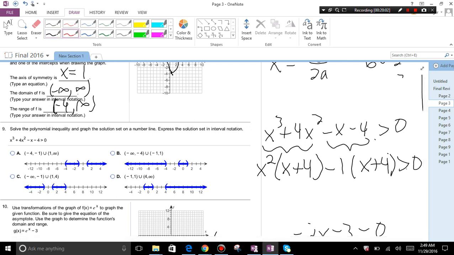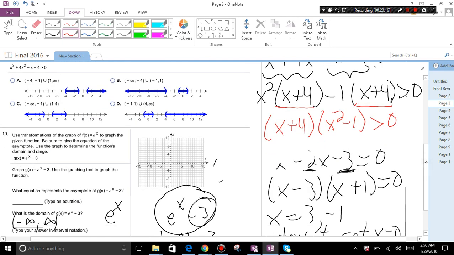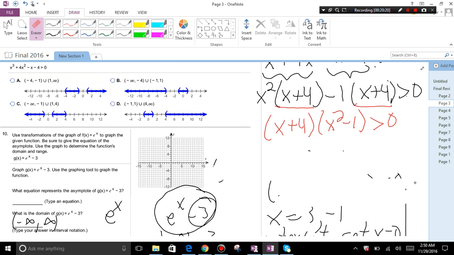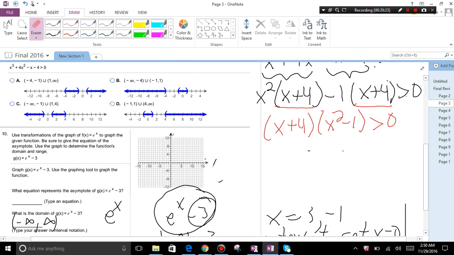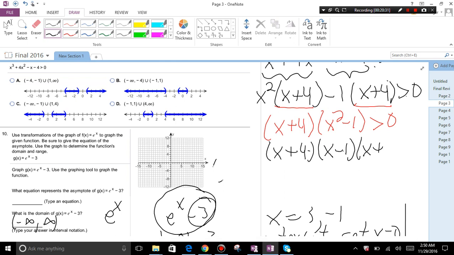And then we notice that they both have an x plus 4 in common, so we'll factor that out. This is really saying x plus 4 times x squared minus 1 is greater than 0. Then we'll factor one more time because we know that x squared minus 1 is x minus 1 times x plus 1.